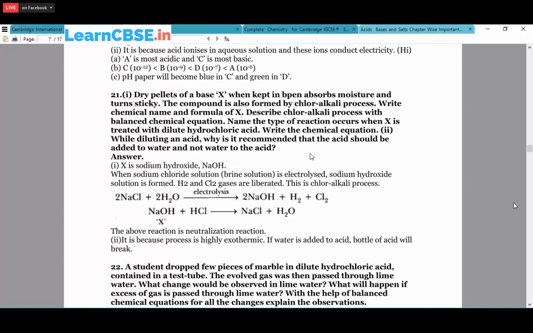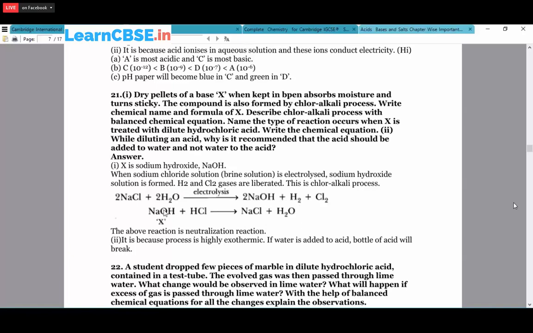Now, X is nothing but sodium hydroxide. When a concentrated solution of NaCl, which we call brine solution, is electrolyzed, that is, when we pass electricity through the solution, we call it electrolysis. Sodium hydroxide solution is formed, and apart from sodium hydroxide, we also get hydrogen and chlorine gases liberated. This is the chloralkali process. The reaction involved in the electrolysis is 2NaCl plus 2H2O, electrolysis gives 2NaOH plus H2 plus Cl2.